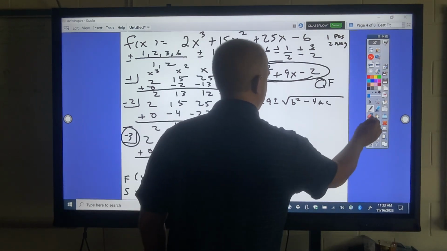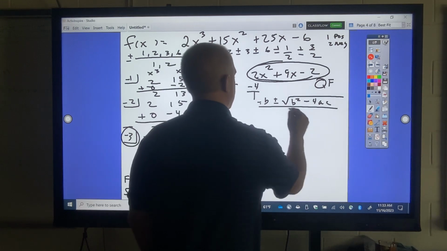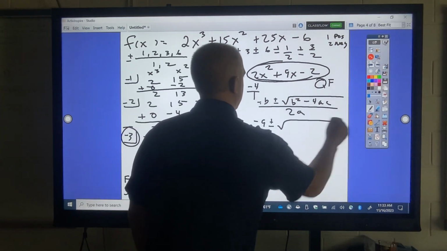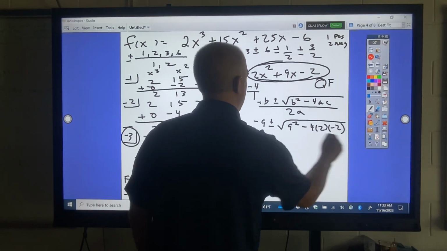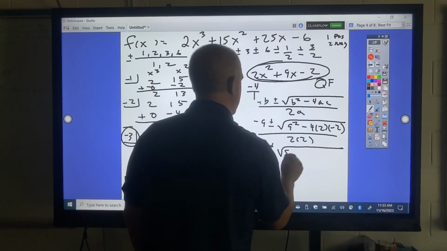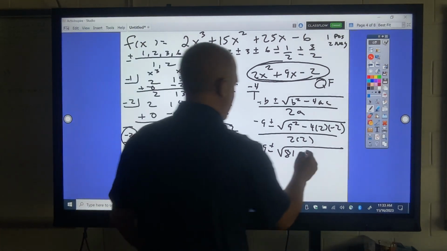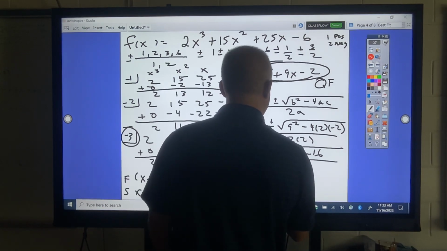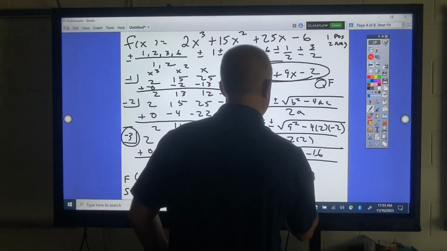All right, let me actually write out the quadratic formula first. Negative b, so that would be negative 9, plus or minus 9 squared minus 4 times 2 times negative 2, all over 2 times 2. That's negative 9 plus or minus 81 minus 4 times 2, which is 8, times negative 2, which is negative 16. So that would be 97.